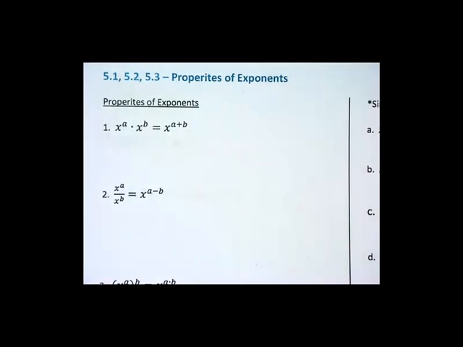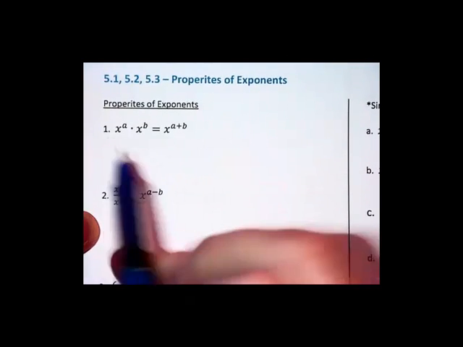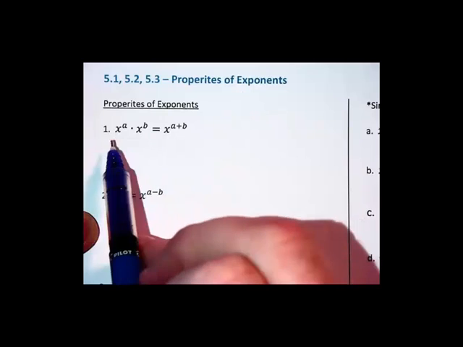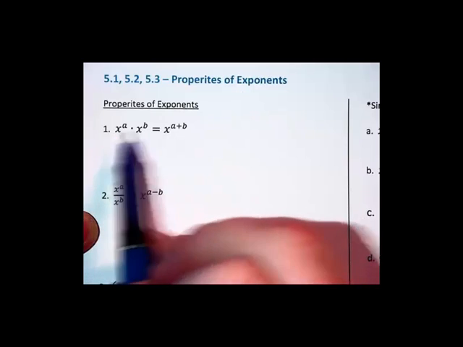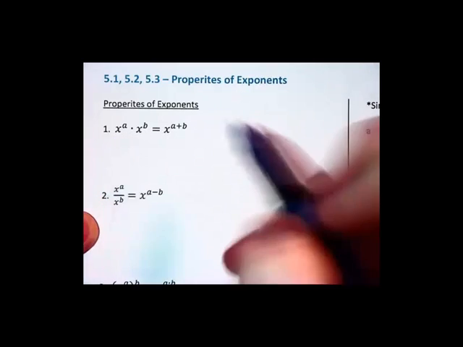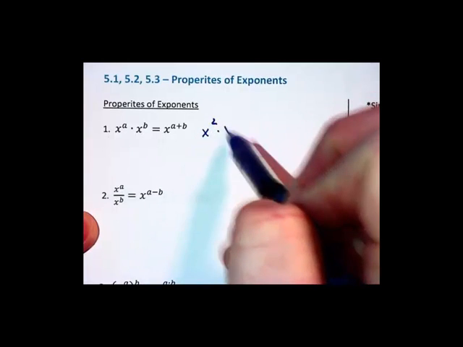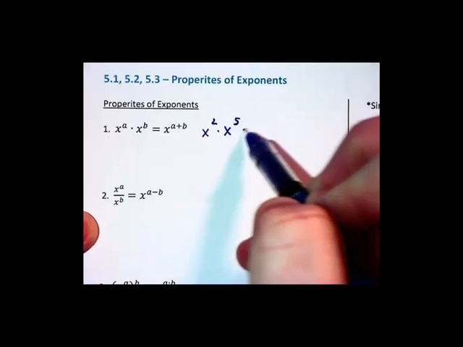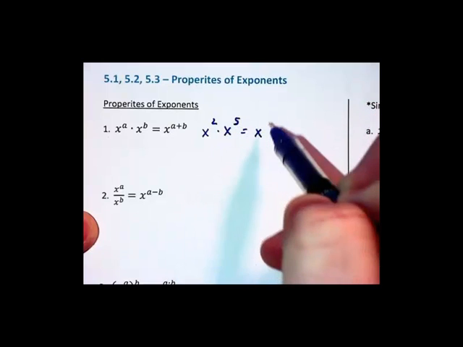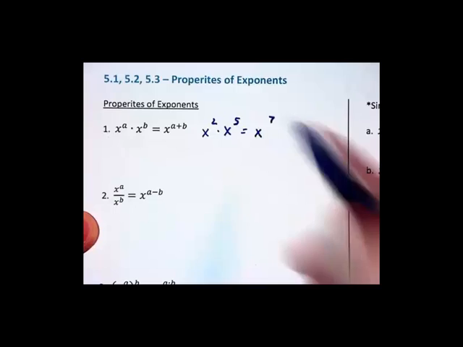This video is going to cover three sections, all dealing with properties of exponents. The first property involves multiplication of the bases, but in this case we're going to add the exponents, a plus b. For example, if I have x squared times x to the fifth, that is going to equal x to the 2 plus 5, which is x to the 7th power.